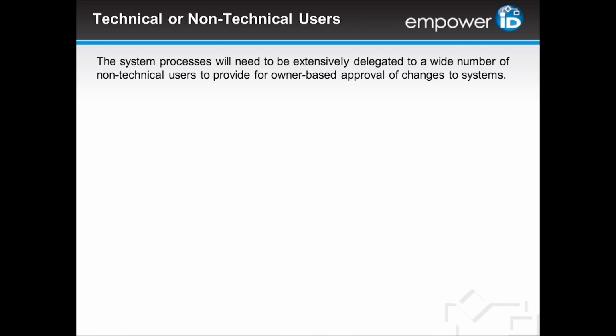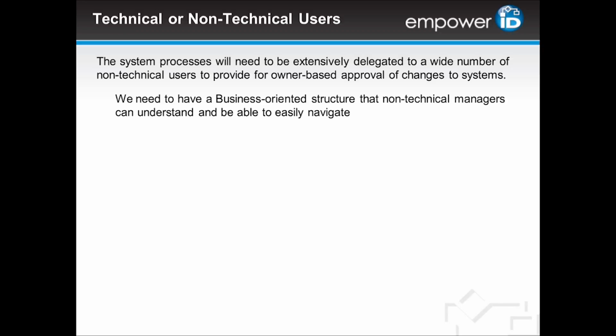So let's start taking these one at a time. First of all, are we dealing with technical or non-technical users? Well, now the system processes will need to be extensively delegated to a wide number of non-technical users to provide for owner-based approval of changes to systems. That's what they told us in our discovery. So we're going to need to have a business-oriented structure that non-technical managers can understand and be able to easily navigate. Now, most delegations will occur at an application, project, and group level.